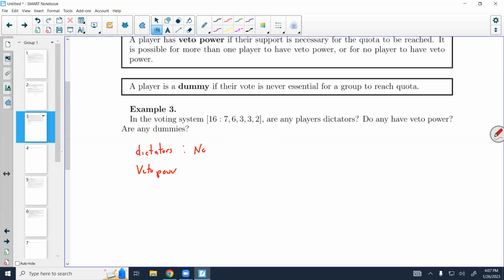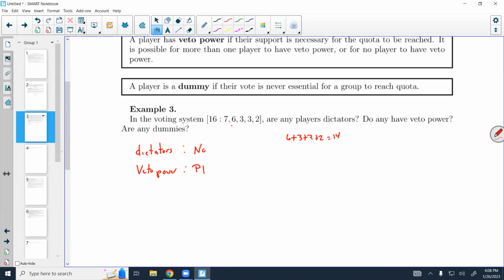I need 16, right? So let's look at player 1 here. Can I pass it without player 1? What do we have? 6 plus 3 plus 3 plus 2, which is 14, which is not greater than or equal to 16. So that tells me it cannot pass without player 1, which means that player 1 has veto power. If player 1 says no, it's not passing.